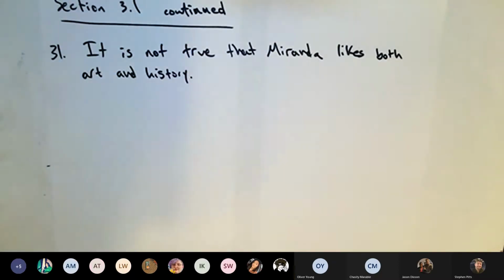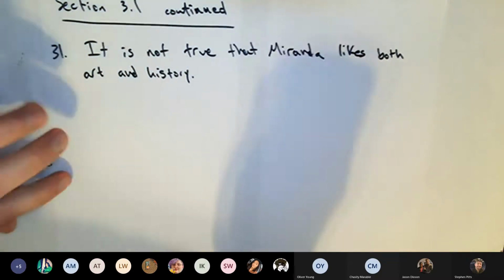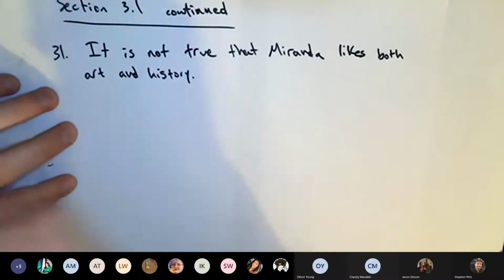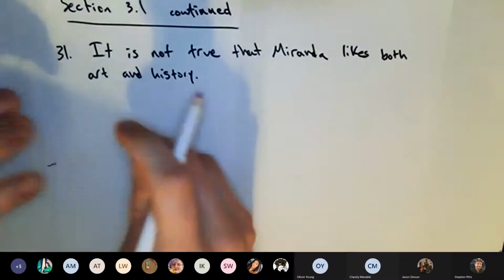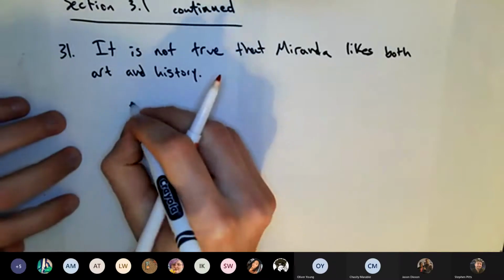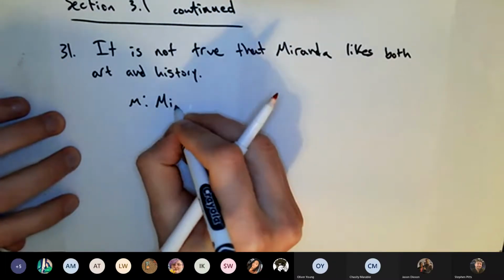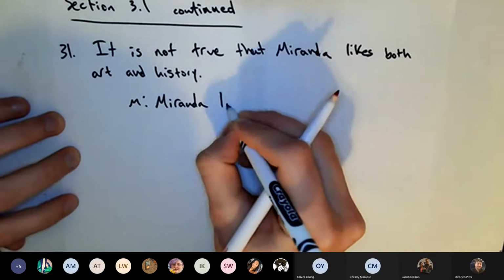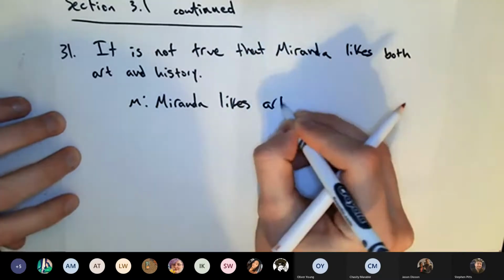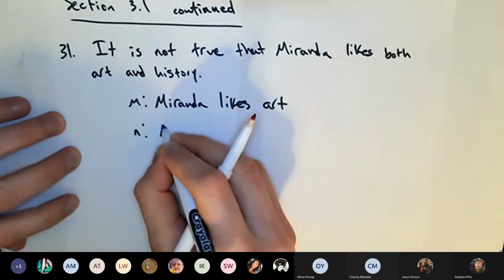Okay, there we go. So we have, it is not true that Miranda likes both art and history, where Miranda likes art was M. Oh, I should write that down too. Miranda likes art is M. And Miranda likes history is N.